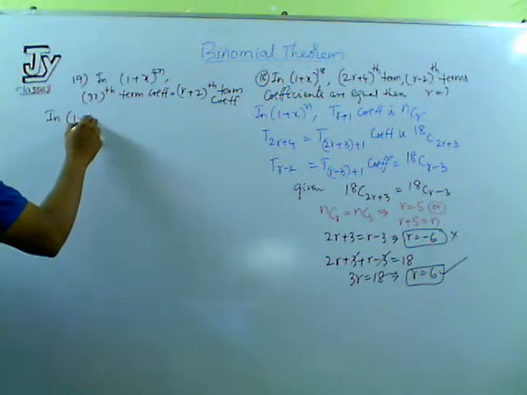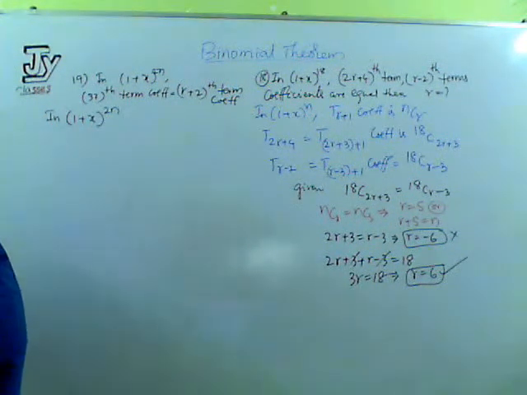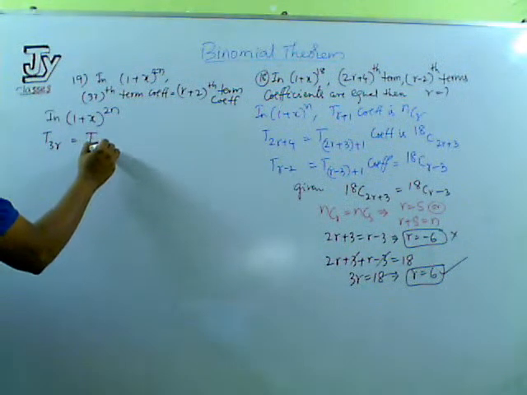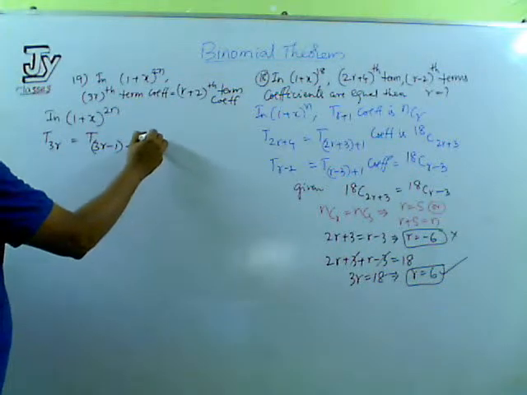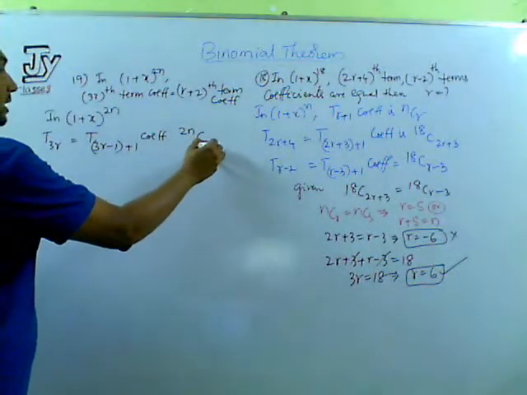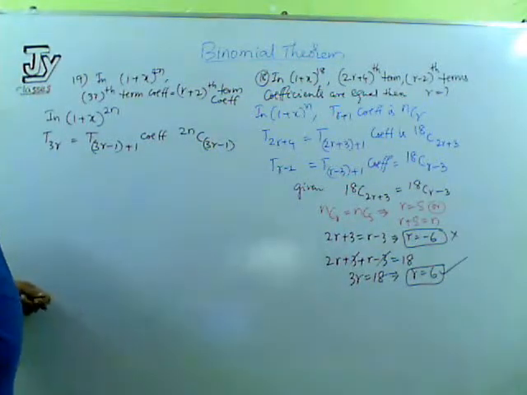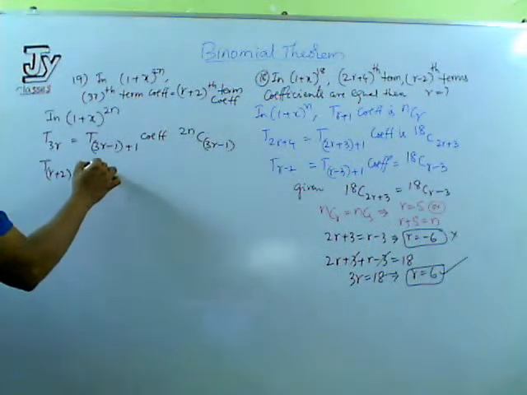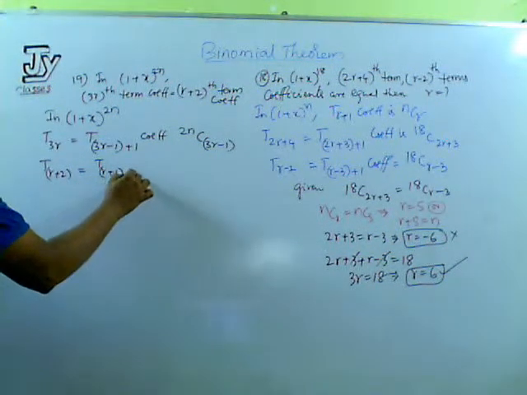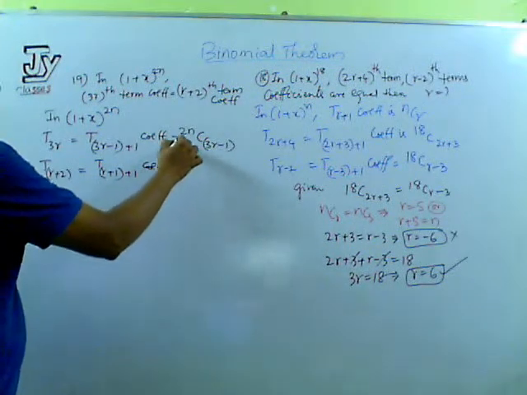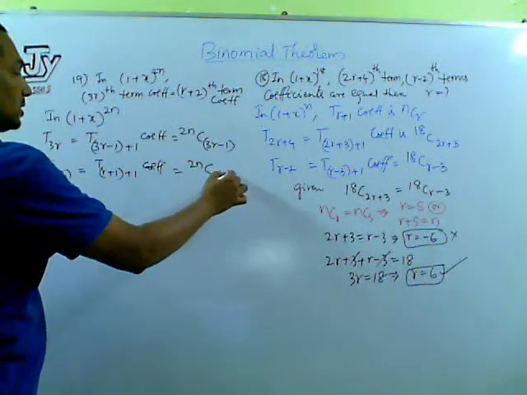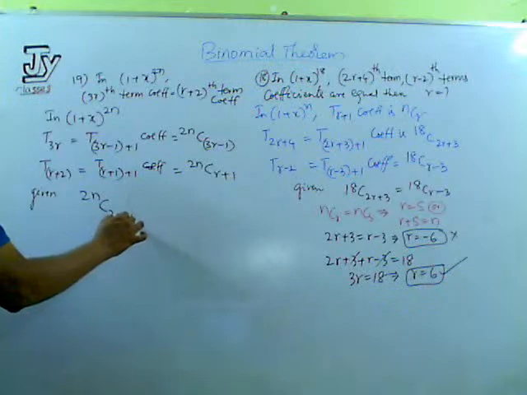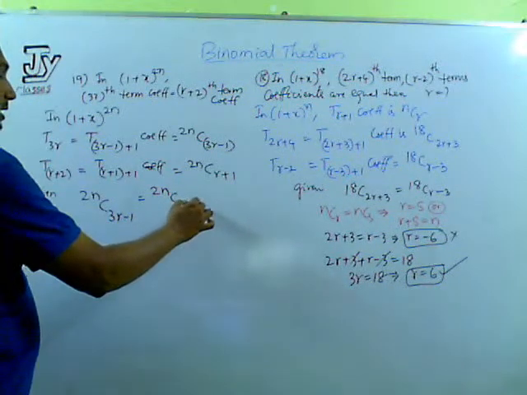So in (1 plus x) whole power 2n, t3r is t(3r minus 1 plus 1), whose coefficient is 2nC(3r minus 1). The t(r plus 2) coefficient is t(r plus 1 plus 1), that is equal to 2nC(r plus 1). Given, so 2nC(3r minus 1) is equal to 2nC(r plus 1).